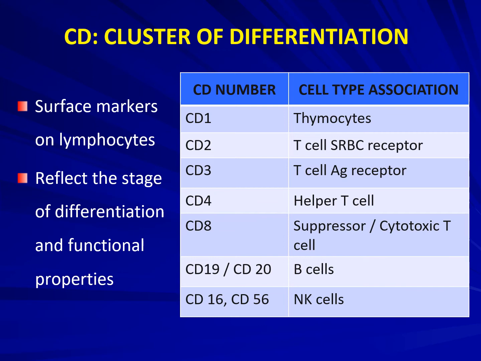CD19 and 20 is for B cells. CD16 and 56 is for the natural killer cells. Simpler way to remember, less than 19 always for the T cells, 19 and 20 for the B cells.